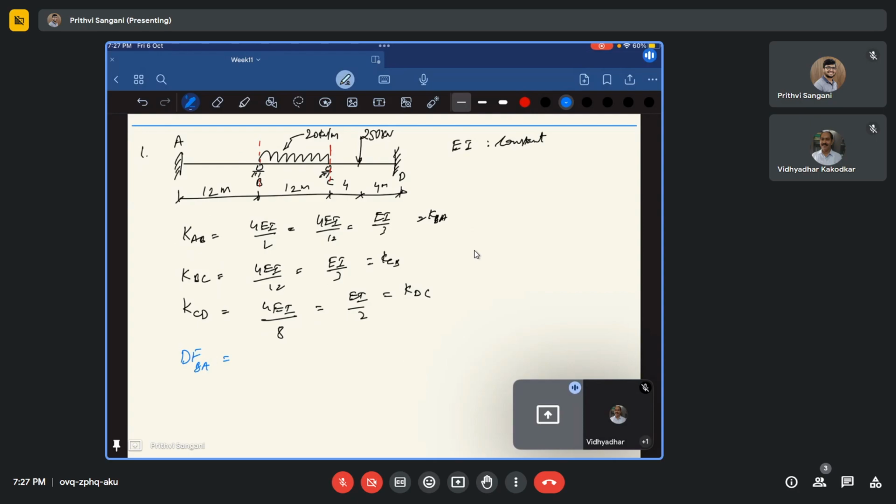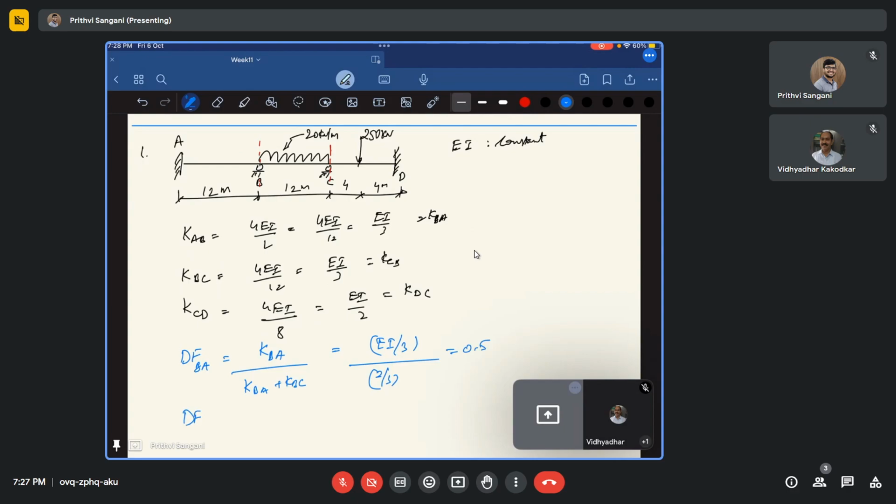What is the distribution factor of BA? It is the stiffness of BA divided by the total stiffness at that joint. The total stiffness is KBA plus KBC. So the stiffness KBA is EI by 3 divided by KBA plus KBC. How much is that? It is 1 by 2, which is 0.5.